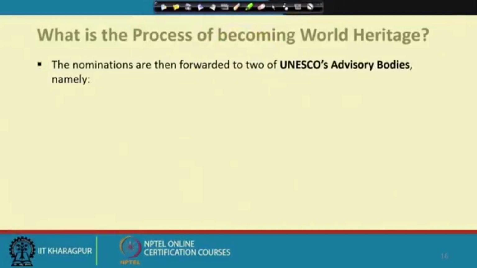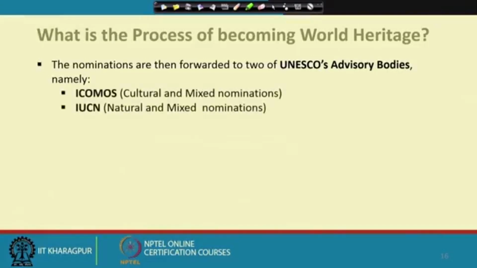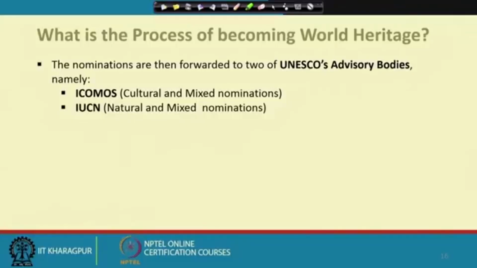The nominations are then forwarded to 2 of UNESCO's advisory bodies. Which are the 2? We have talked about that. One is ICOMOS, for cultural, an NGO voluntary organization of international importance. So, ICOMOS plays a very important role for cultural and mixed nomination, and IUCN considers natural and mixed nomination. These 2 organizations play an advisory role and a very important role in the process of scrutiny and helping the UNESCO World Heritage Committee come to a decision. So, as I told you, they are a very important part.